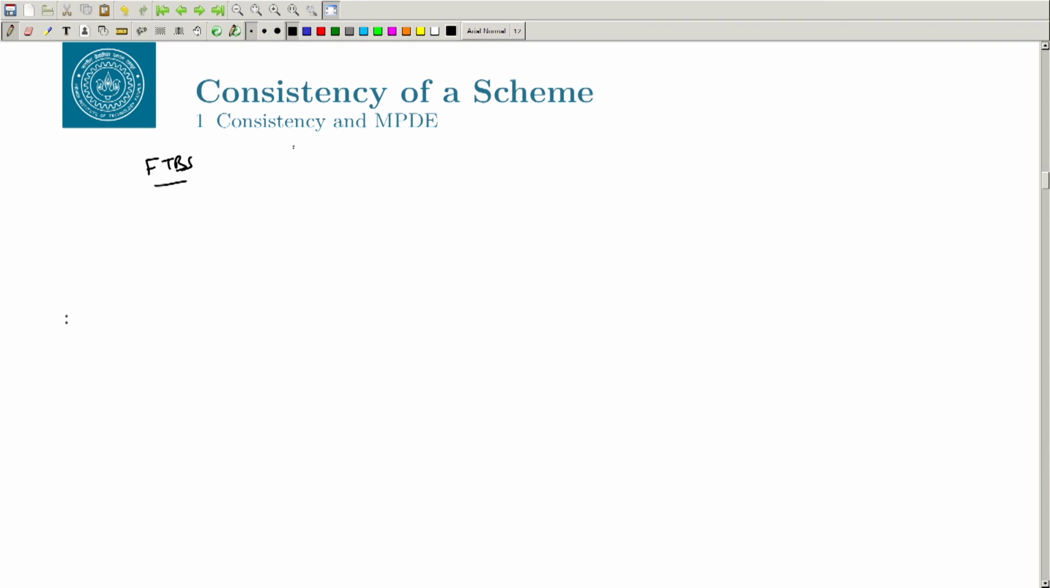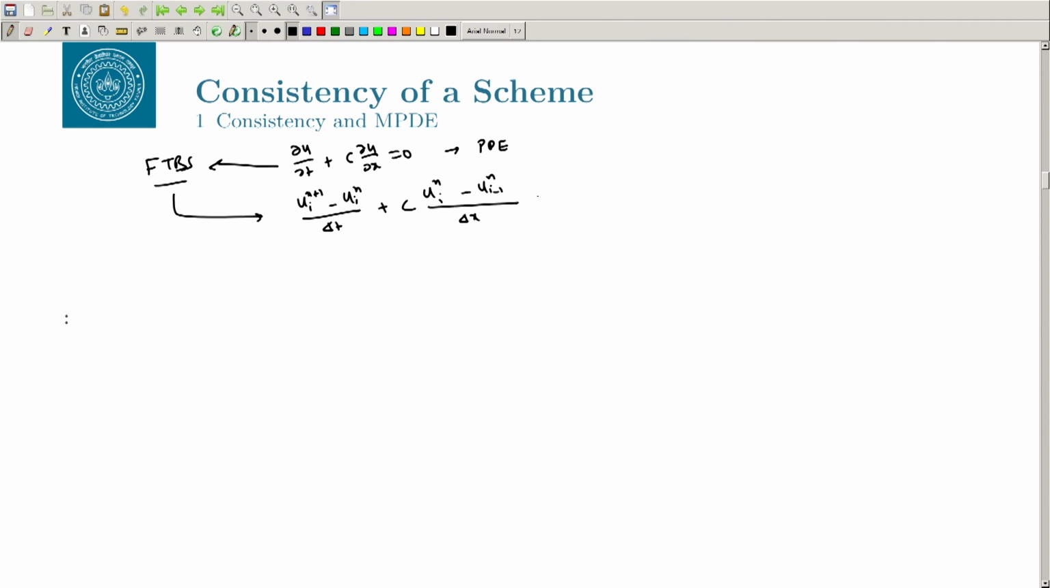So, your PDE is del u by del t plus c del u by del x equal to 0. Apply this scheme, that will lead to your differential equation, which is basically u i n plus 1 minus u i n by delta t plus c times u i n minus u i minus 1 n by delta x equal to 0. So, this is my finite difference equation.